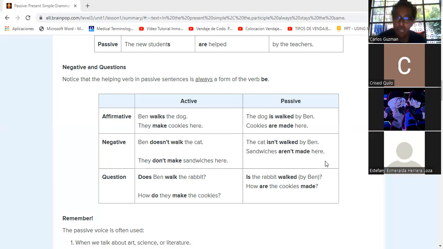Okay, good. So see, sandwiches, right, aren't, right? The cat isn't. We're using the present simple of the verb to be when we use the passive voice. All right, and in the question form, let's go with Stephanie. Can you read the question form examples?